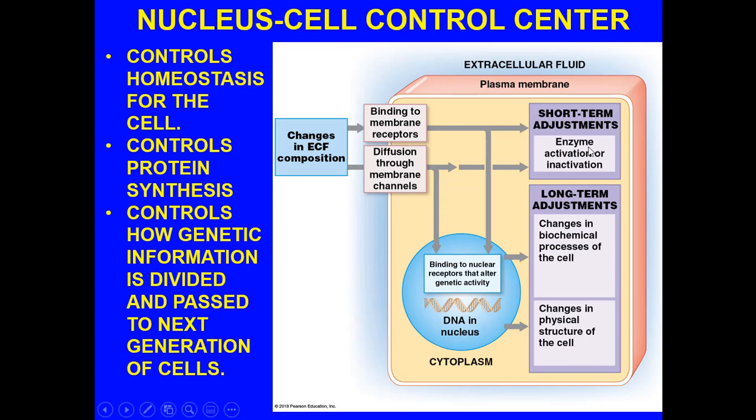Short-term adjustments, basically it's a matter of enzyme activation or inactivation. Long-term adjustments to changes, and this is how we get homeostasis, guys, for the cell, are usually done by either biochemical changes of the cell or actually genetic changes that lead to these biochemical changes, or may actually lead to changes in the physical structure of the cell.